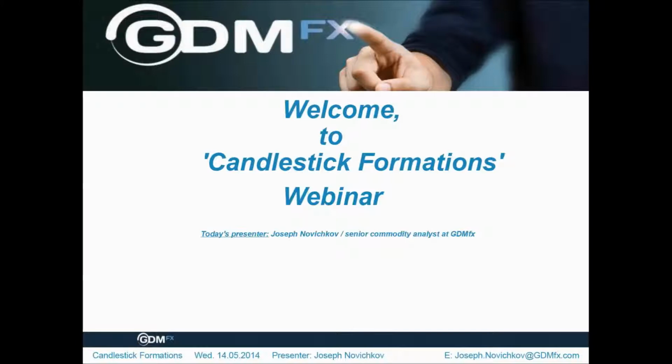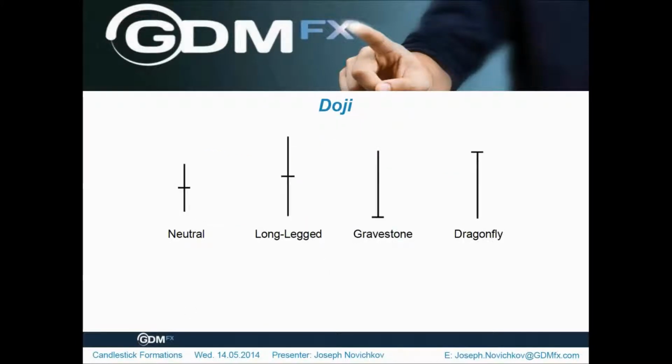Okay, another question we got. The question is about the doji lines. Why are they so important, and why do they make a trading pattern, or in this case candlestick formation, so significant? Let's scroll a little bit down so we can find the dojis that we were talking about in the beginning. The four types of dojis, as you can see, are neutral, long-legged doji, gravestone, and dragonfly.